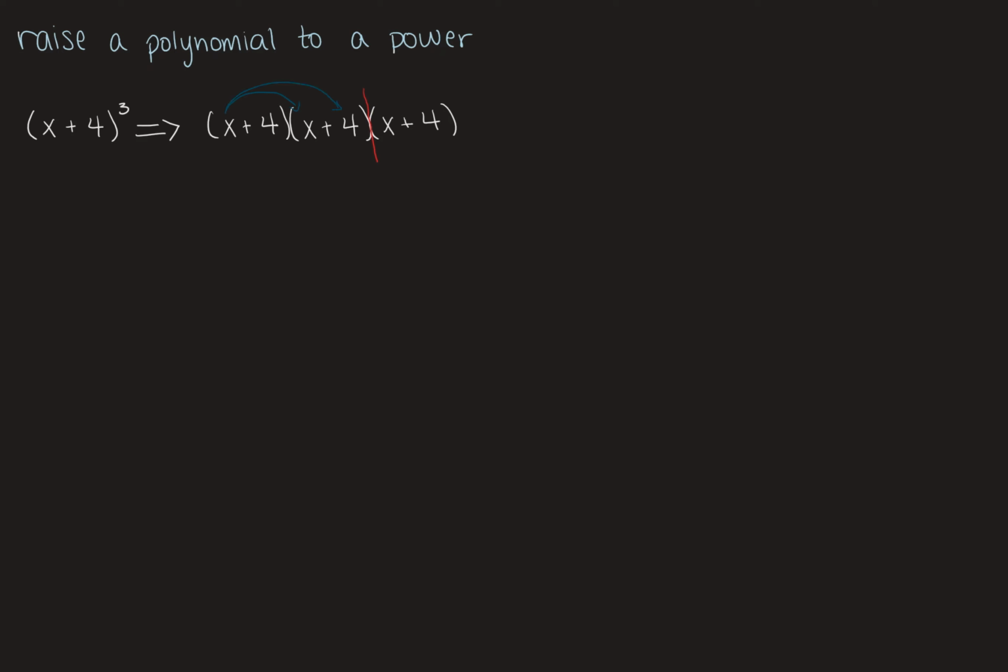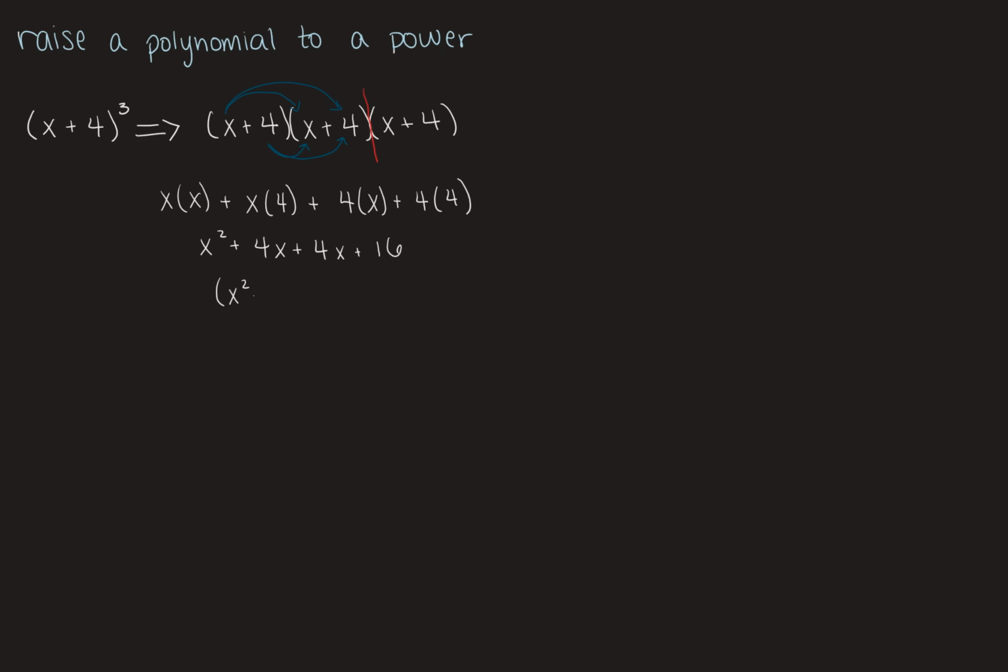By distributing every term in the first to every term in the second, we get x times x plus x times 4 plus 4 times x plus 4 times 4. Multiplying out and combining like terms gives us x squared plus 8x plus 16.